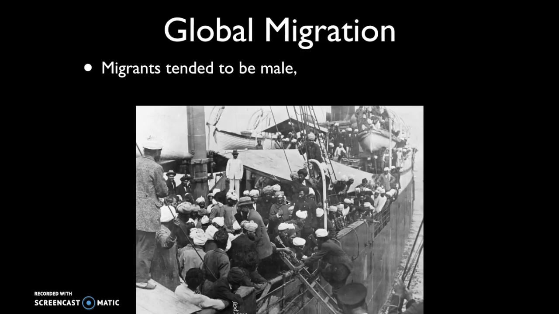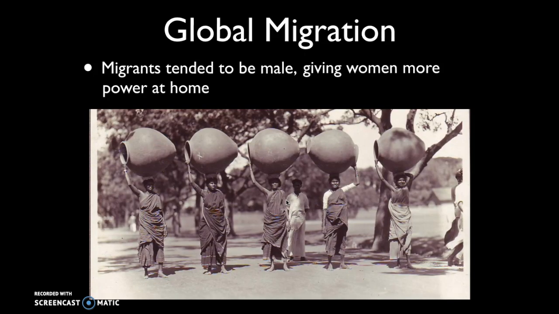In terms of the characteristics of the migrants, they tended to be male because most of the work they oftentimes tended to be doing was more physical labor. This, though, gave women more responsibilities and power ultimately at home. And so we can maybe make some connections between the increased growth of long-distance global migration and the rise of the women's rights movement, as women were carving out more power for themselves, oftentimes at home, as their husbands or fathers or brothers were away.